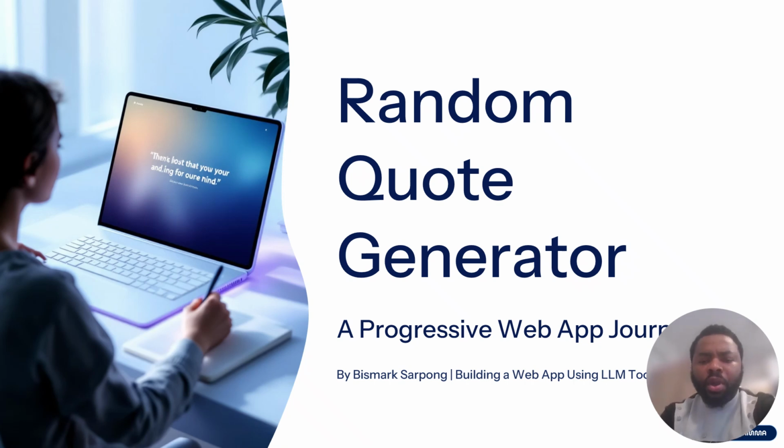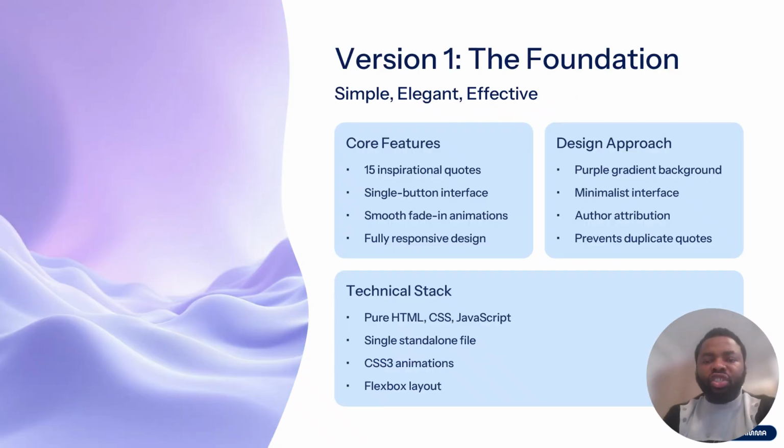I'm building a web page using an LLM tool, and this LLM tool that I built is called a random code generator. It is a progressive web app journal that inspires people with code randomly. There are three versions that I built on this app, and the first version, I call it the foundation or the basic, which is simple, elegant, and effective.